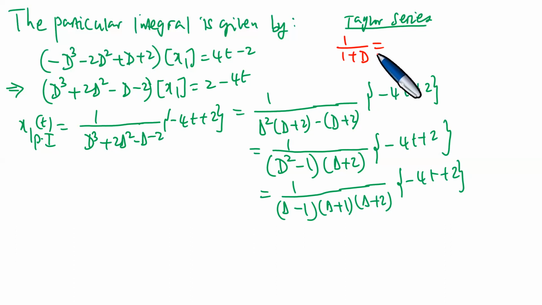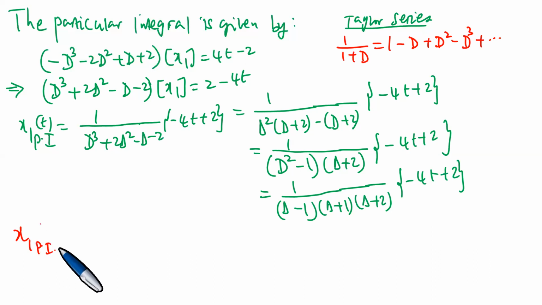1 over r for the geometric series. 1 over r plus 1 is 1 minus d plus d squared minus d cubed plus, yeah, we're gonna have this one here. So which is 1 divided by? Okay, so we're gonna use it first here on that one.